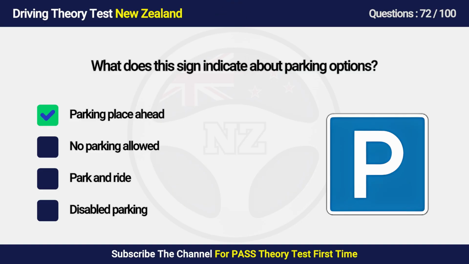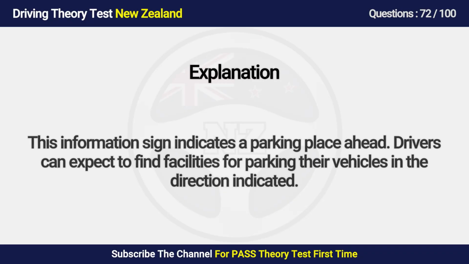Answer is A. Parking place ahead. This information sign indicates a parking place ahead. Drivers can expect to find parking for their vehicles in that direction.